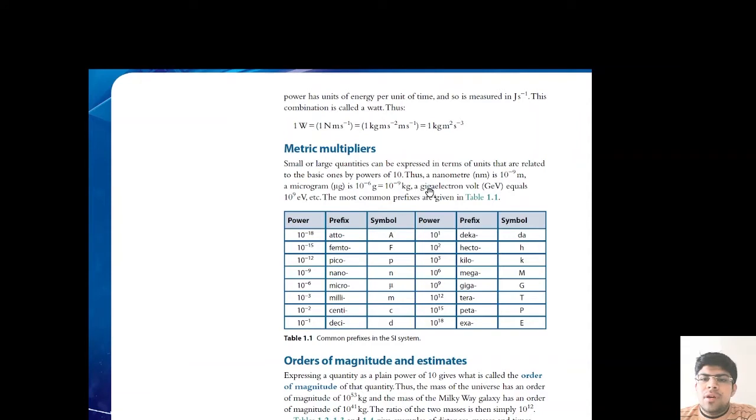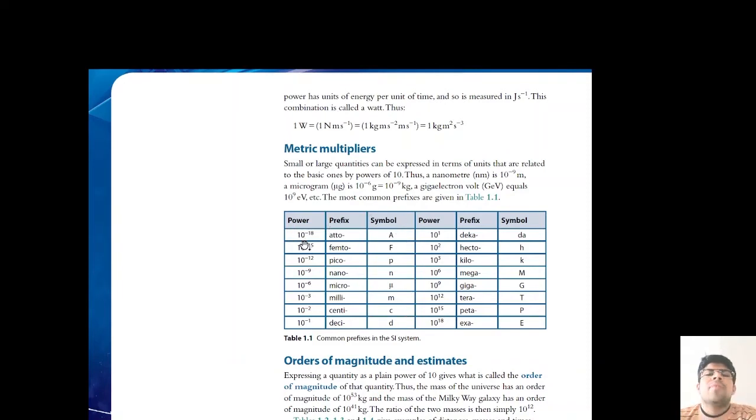And the next is the giga electron volt, GeV, which equals 10 to the power 9 electron volt. eV is electron volt. So the most common prefixes are given in this table below. So let's have a look here. So here are the powers given and the prefixes, the symbols, all the symbols.